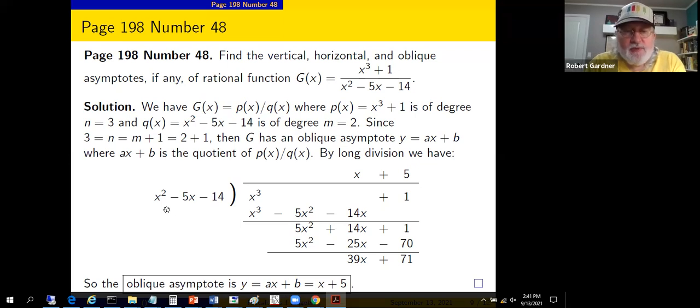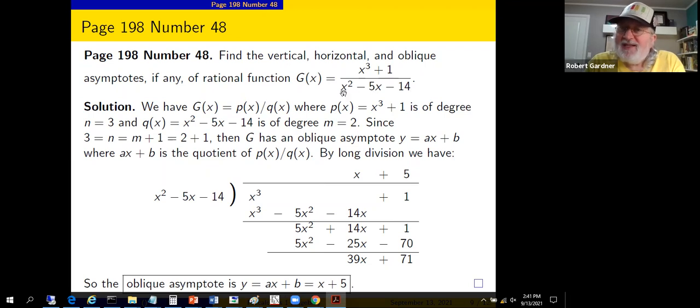How many times does x squared minus 5x minus 14 go into this? Well, 5 times. We'll multiply by 5, produce this, put parentheses around it, and subtract. We'll lose that. 14x minus a negative 25x is 14x plus 25x, or 39x. 1 minus negative 70 is 1 plus 70, which produces a 71. This is the remainder. Here's the quotient. Here's the remainder.